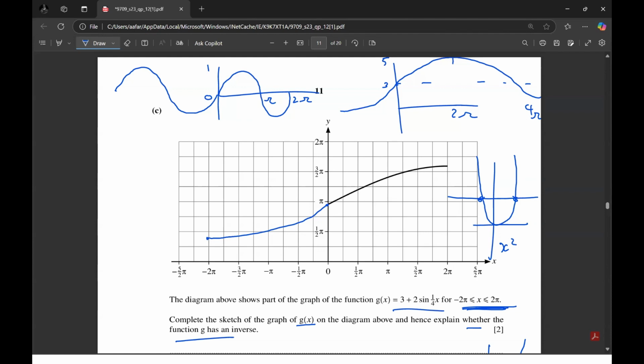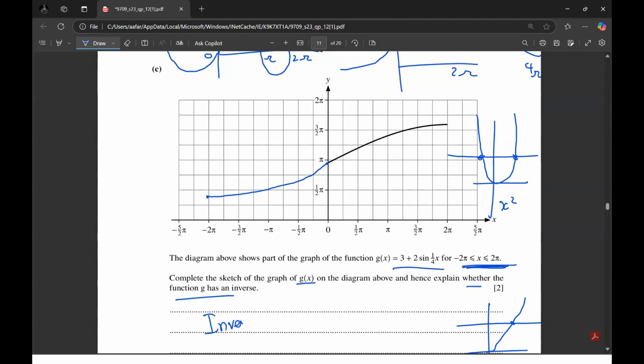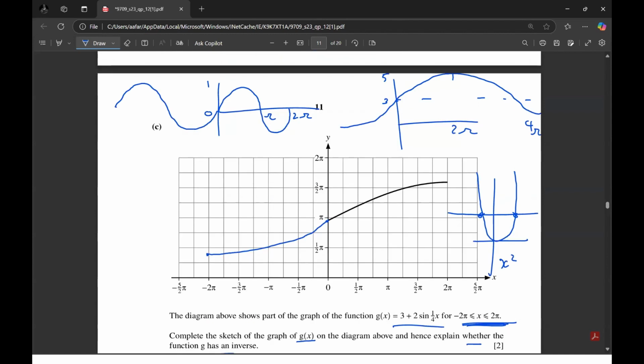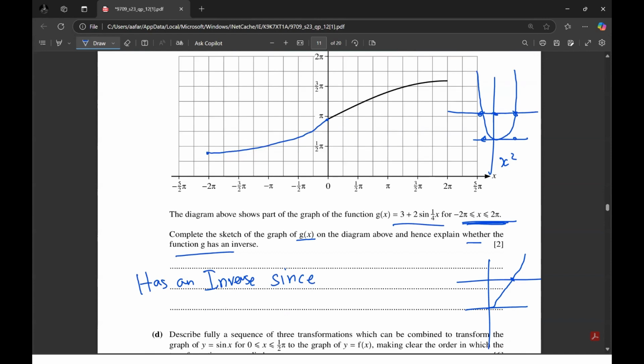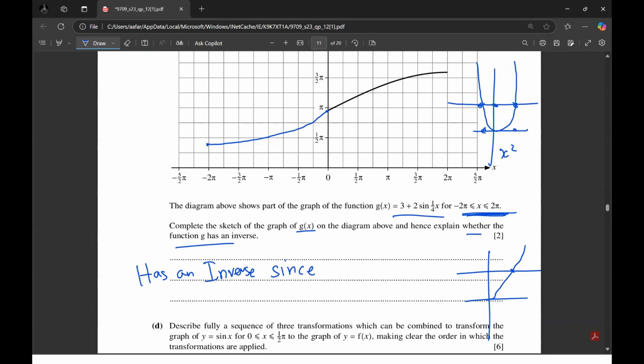So it only cuts one side, so it has an inverse. Why? Because it's a one-to-one function, meaning that one value of x will give us one value of y. The problem is where it intersects more than once, because there are two values of x which give us the same value of y. That's why we would not have an inverse, and it isn't a function anymore. Since it's a one-to-one function, this is how you check if it has an inverse or not.